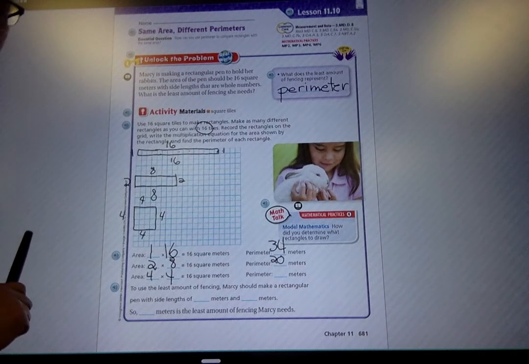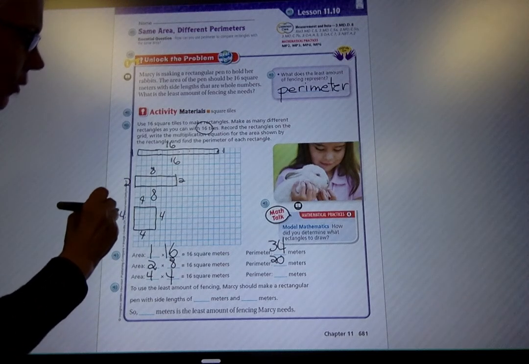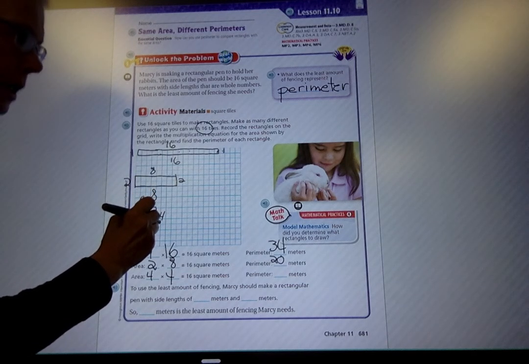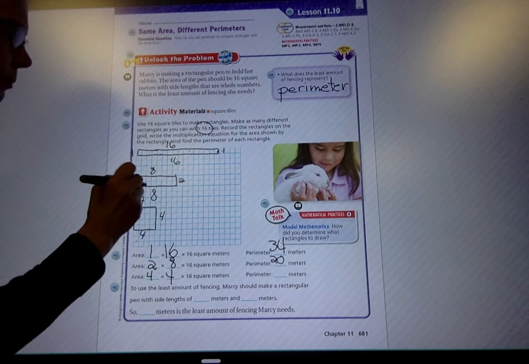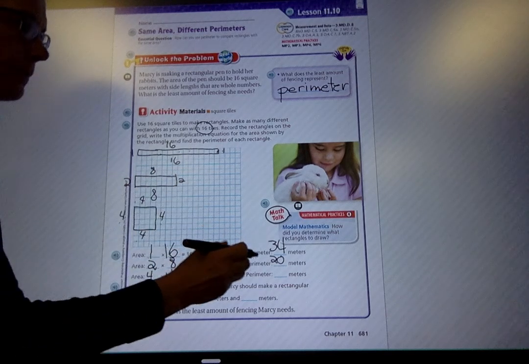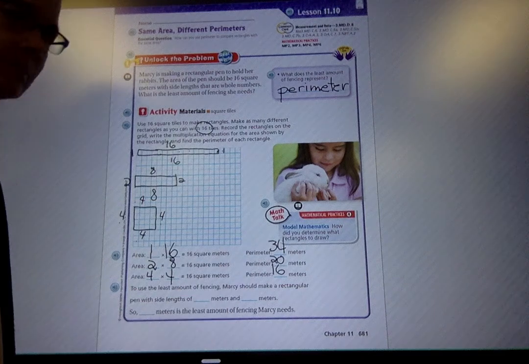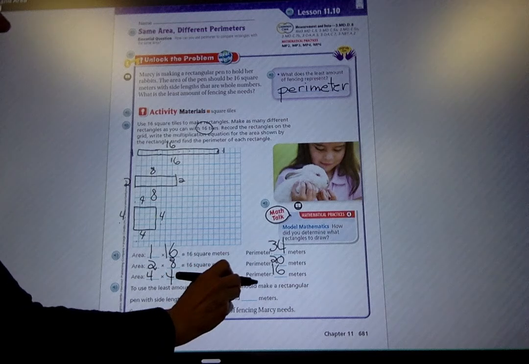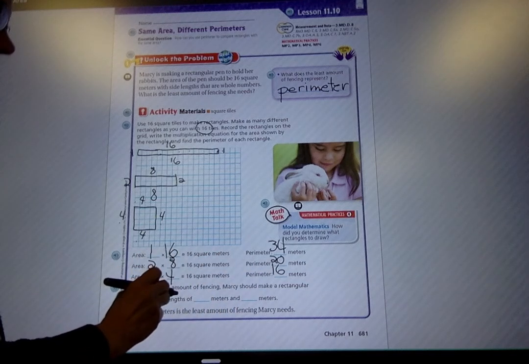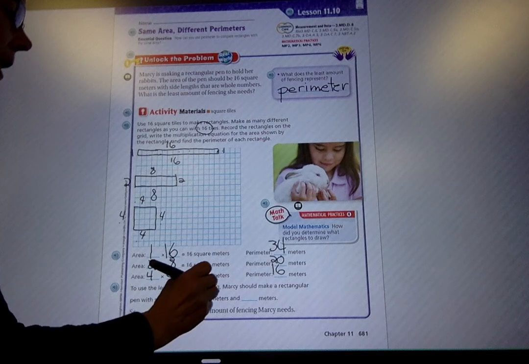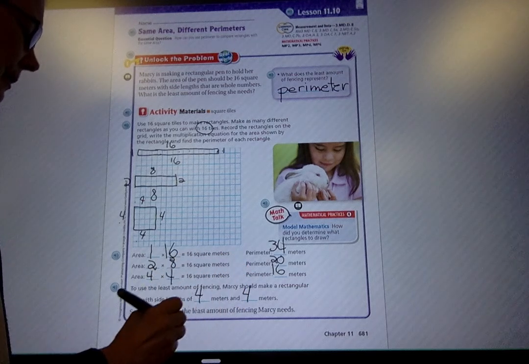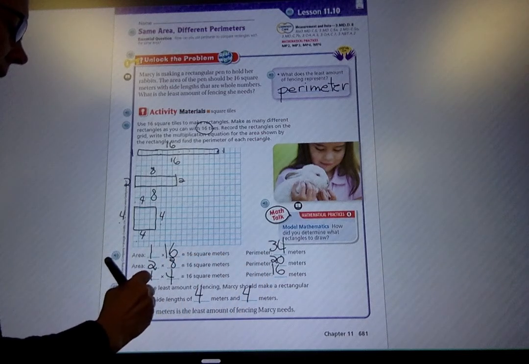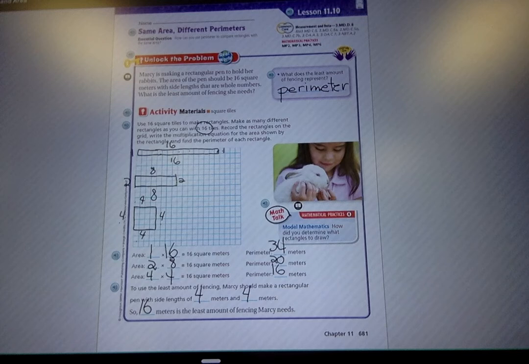But now, what is our perimeter? We're going to add 4 plus 4 is 8, plus 4 is 12, plus 4 is 16. To use the least amount of fencing, Marcy should make a rectangular pen with side lengths of 4 meters and 4 meters. So the least amount of fencing is 16 meters of fencing.